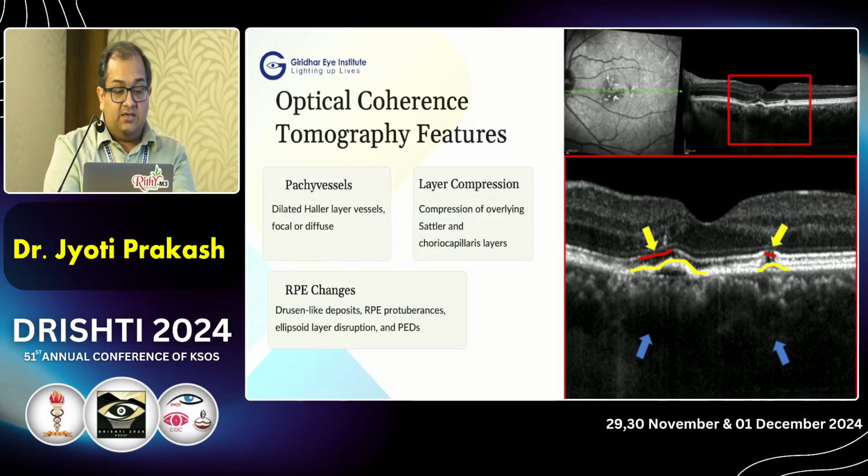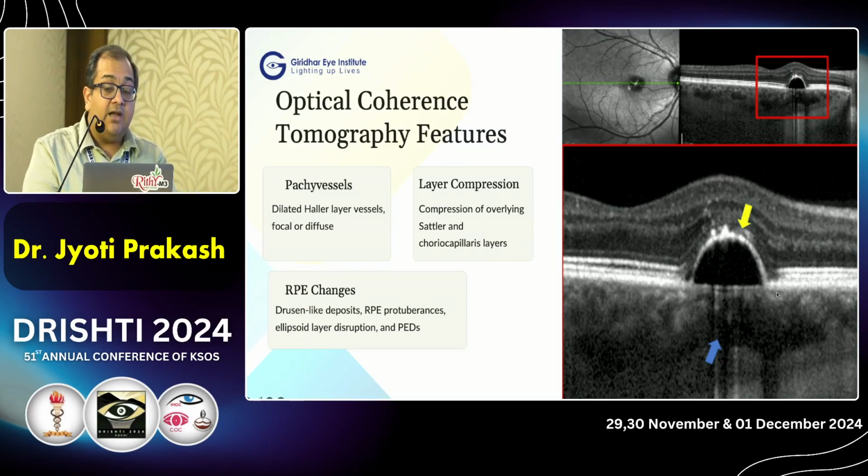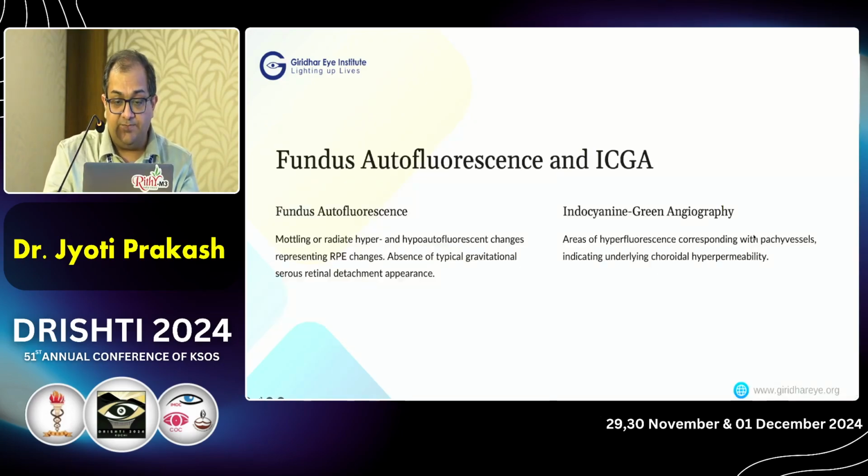Another OCT feature found in the same set of diseases, in addition to the pachy vessels and RPE changes, is an irregularity in the RPE, which is highlighted as the yellow line here, and an elevation of the overlying layers in the interdigitation zone. There may also be a presence of serous PED along with the dilated choroidal vessels. And mind you, here again, we do not see any serous macular detachment.